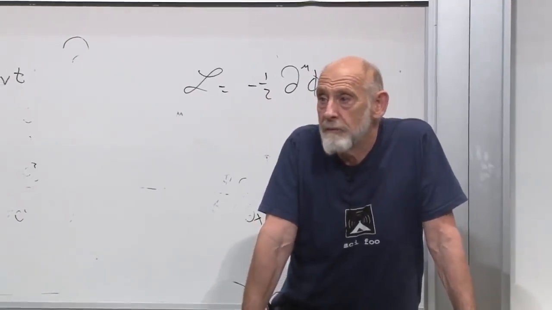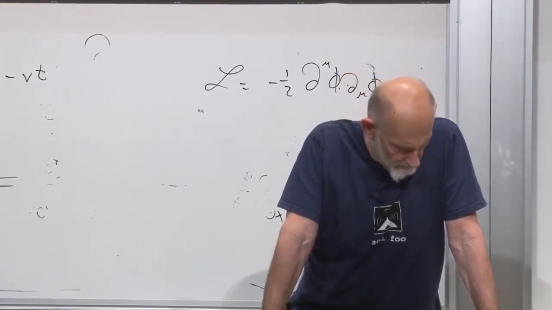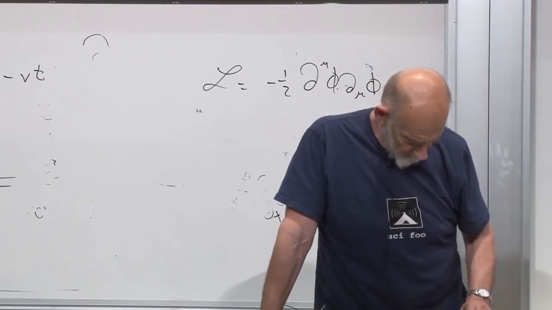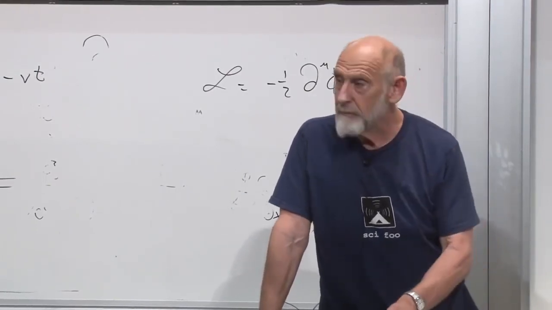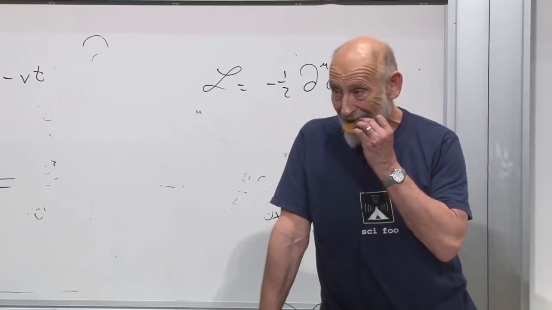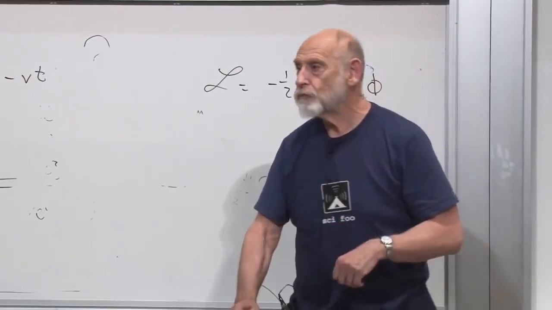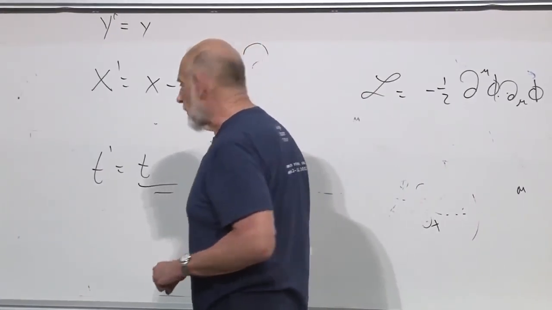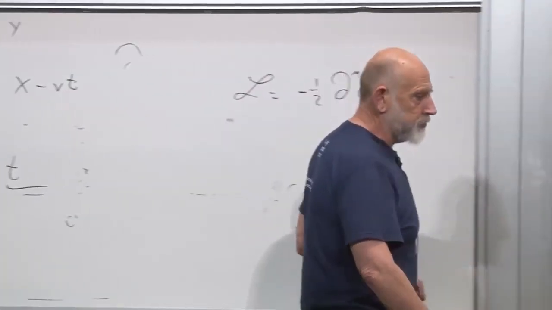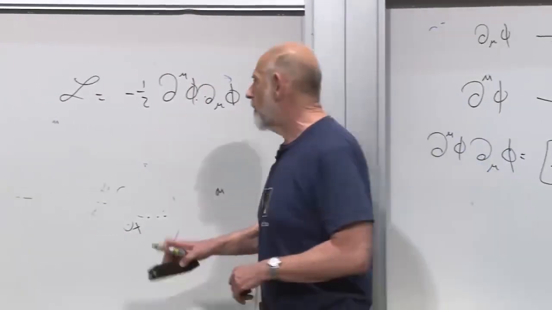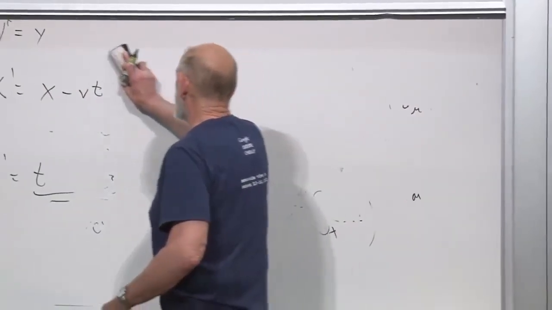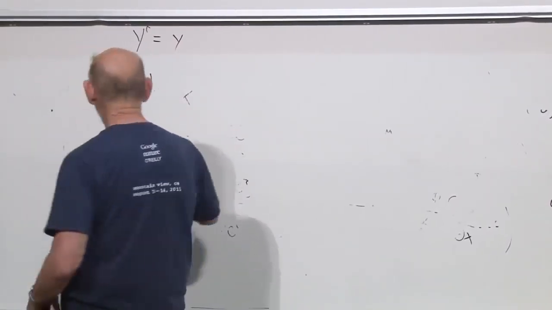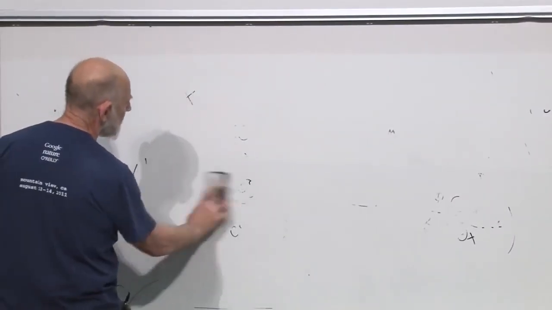Other questions? The transformation properties for a covariant and a contravariant, the difference is just a change in the sign of v? No, not quite. Let's do it. Okay. Almost. Almost. Well, let's work it out.